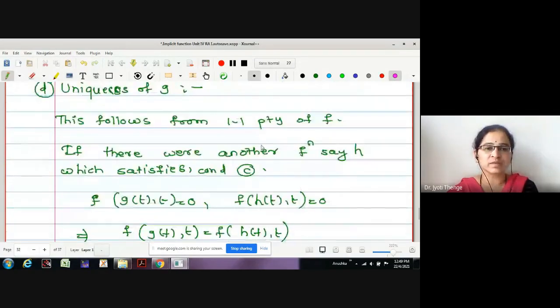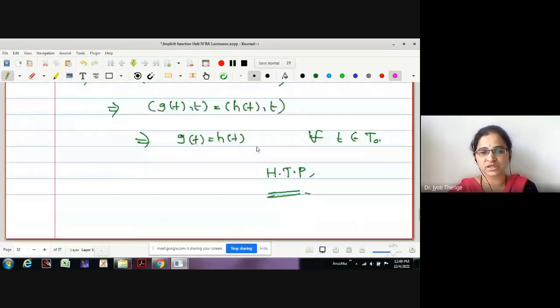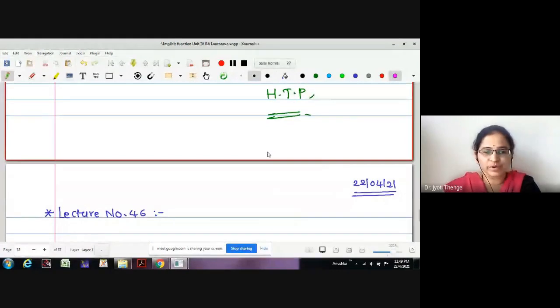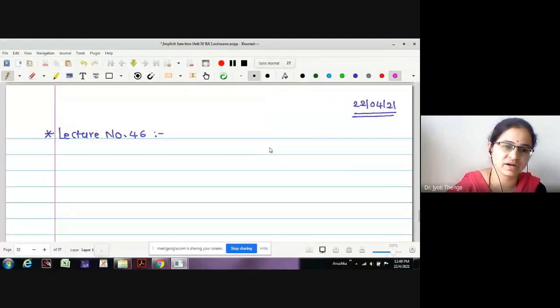Now, the last point remains, uniqueness of the function g. Uniqueness is readily true because the function f is one-one. This is how we have proved the implicit function theorem. I hope there is no difficulty up to this.